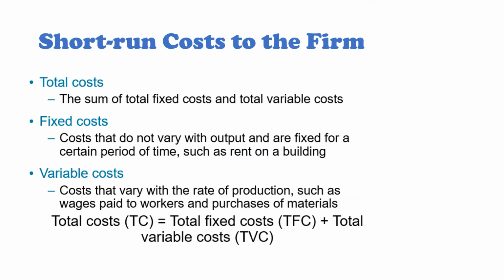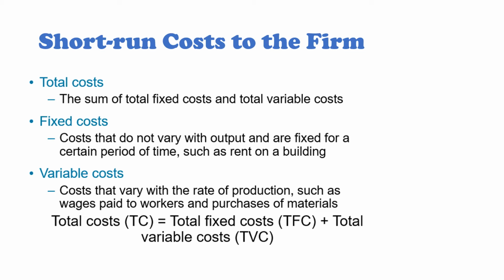The total cost, the sum of the total fixed cost plus the total variable cost. So the total cost is the fixed cost plus the variable cost. The fixed costs do not vary with output and are fixed for a certain period. So in the long run, all costs are variable, but in the short run, you have a fixed cost and you have a variable cost.